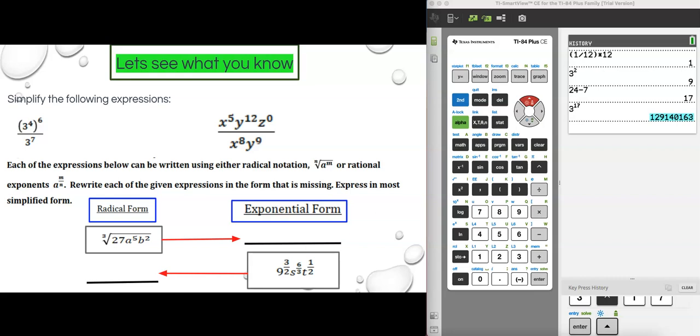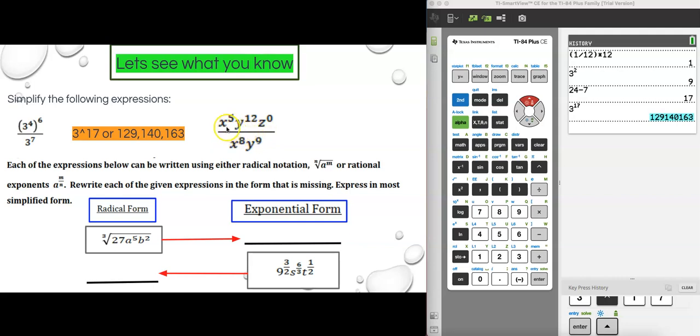So the first one says to simplify 3 to the 4th power to the 6th power, divided by 3 to the 7th power. Well, if I simplify that, I should get 3 to the 17th power, or I should get 129,140,163.